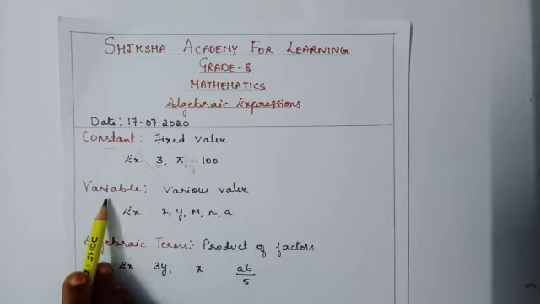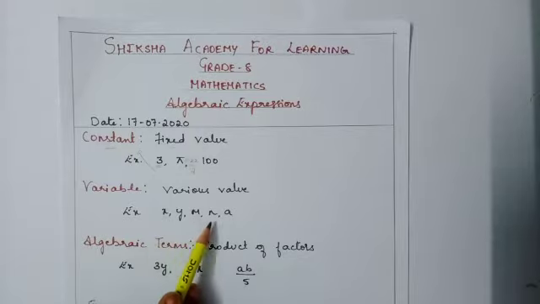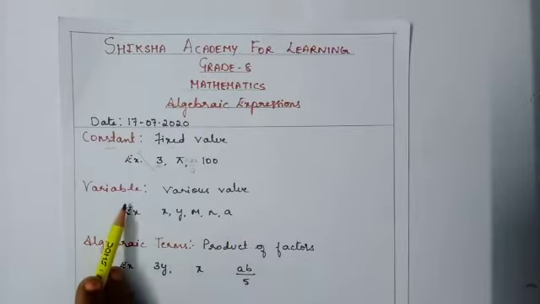The next one, variable. Variable means various values. We denote these variables using the small alphabets x, y, m, n, a, b, etc. So the value of these variables will keep on changing from the problem to problem. They won't remain same.